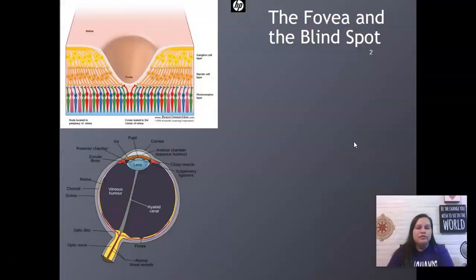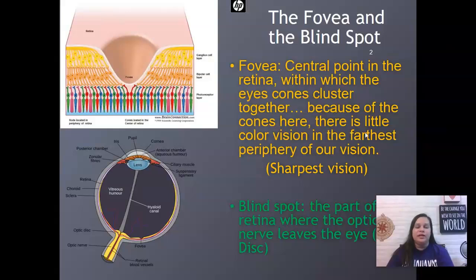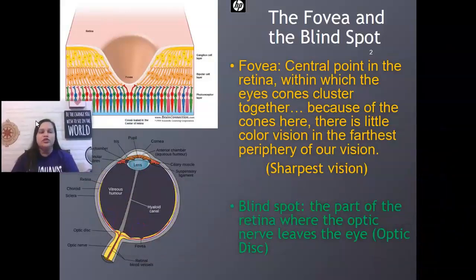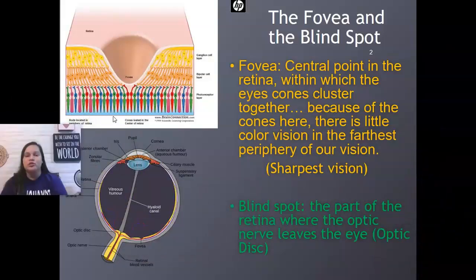So we mentioned the fovea and the blind spot in the last video, and these are actually specific areas within the retina. Remember, the retina is the back lining of the eye, and it's filled with light receptors, the rods and the cones. Well, the rods and cones are not placed evenly along the retina. We tend to have more rods in the edges in our peripheral vision, and then we have more cones that are concentrated towards the center of the retina.